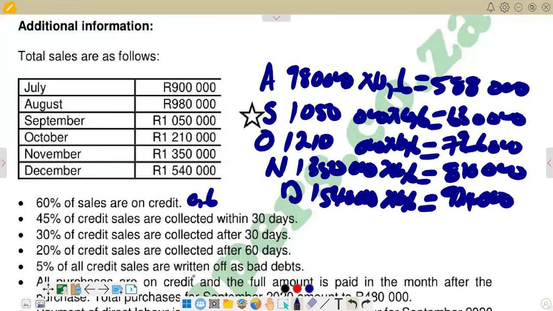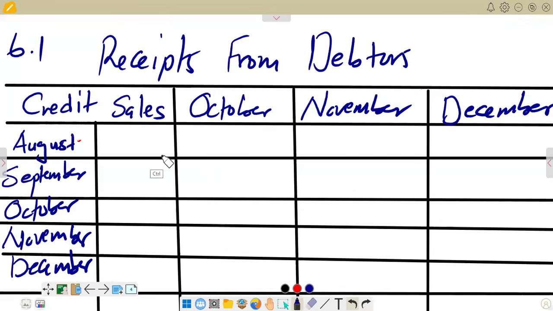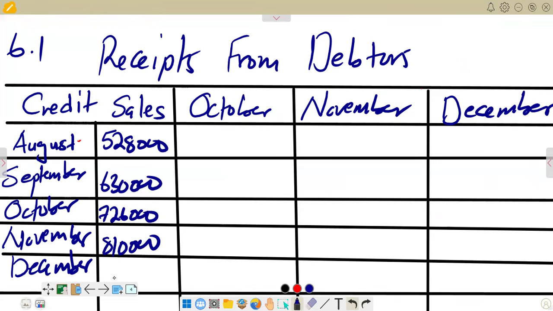So we can just go there and list that on credit sales. What are we saying? For August, we got 528,000. So we're just going to put 528,000. And then for September, we've got 630,000. And then for October, 726,000. Then for November, we are getting 810,000. Then December, lastly, we have 924,000. So this is what we have according to credit sales.